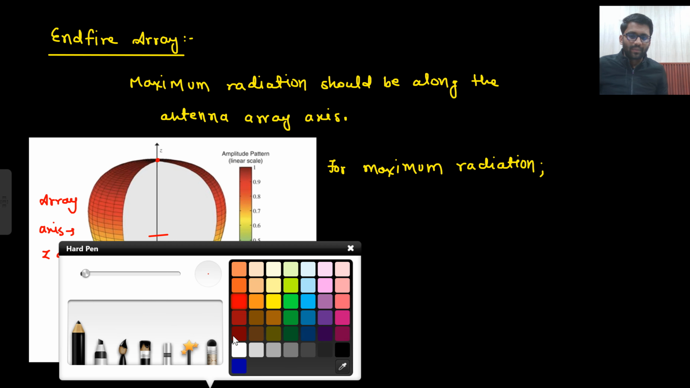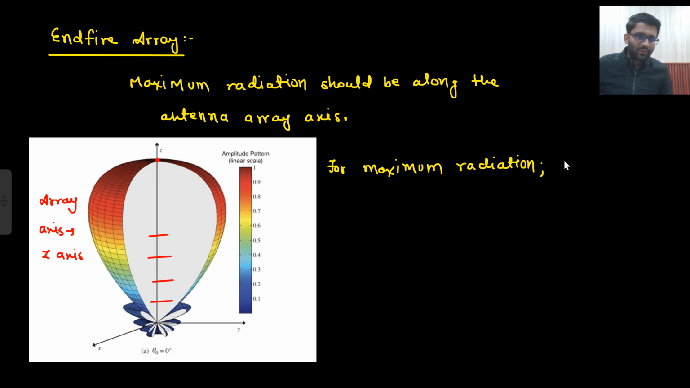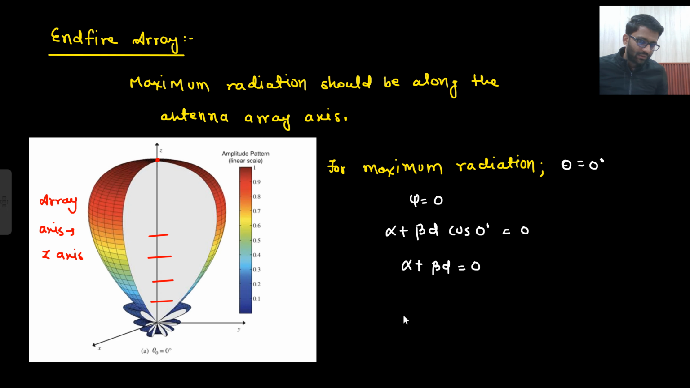So this is how my maximum radiation should be. That means for maximum radiation, theta should be equal to 0 degree. And certainly psi should also be equal to 0. That means alpha plus beta d cos 0 degree should be equal to 0. What is cos 0? 1. That means alpha plus beta d should be equal to 0. So alpha should be equal to minus beta d.